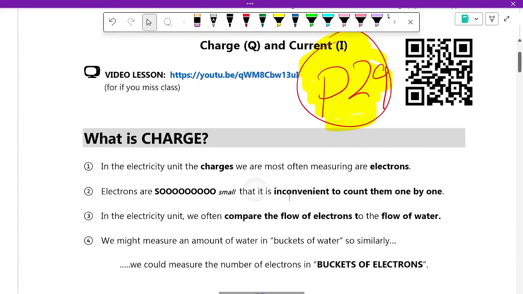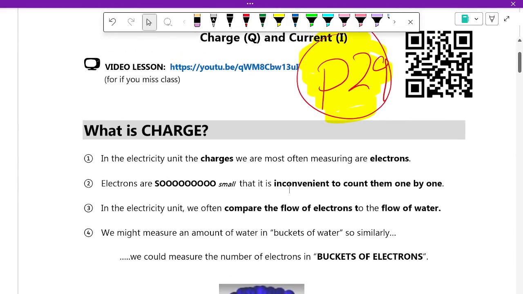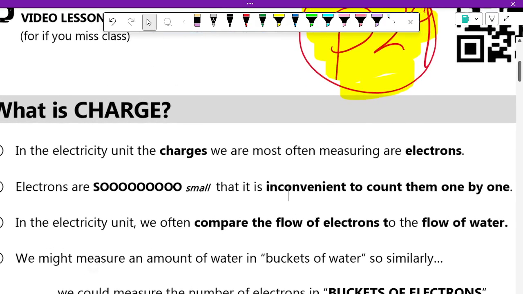Okay. We have charge. What is charge? Well, in the context of electricity, mostly the charges that we are measuring are electrons. You guys know that there are other charges. There are protons. There are ions. But mostly what we're looking at in electricity is electrons.